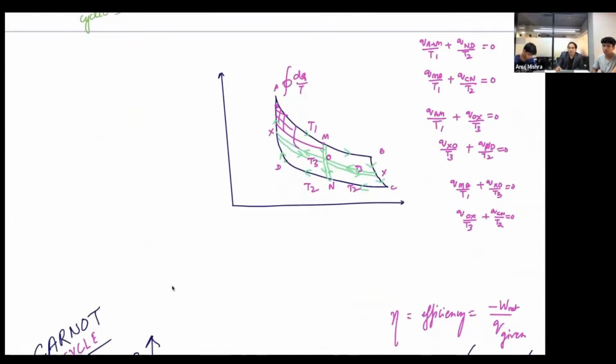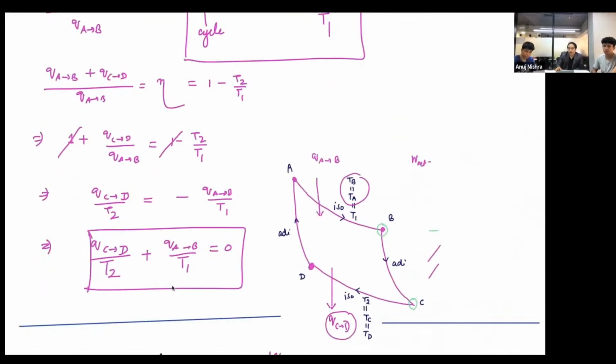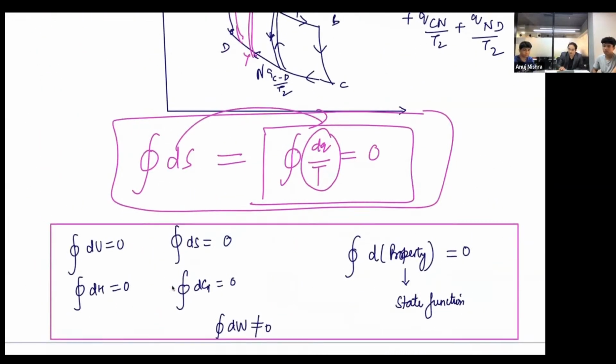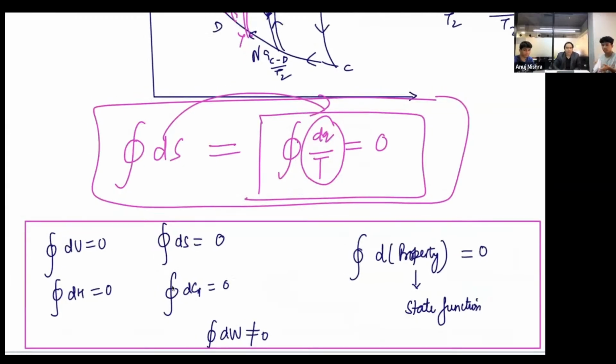So basically this dS is known as entropy change. This dS is called entropy change. So write down a few terms for this. Cyclic integral of dS is equal to cyclic integral dq upon T, which is equal to 0. You have to draw the integral sign with a circle on it.